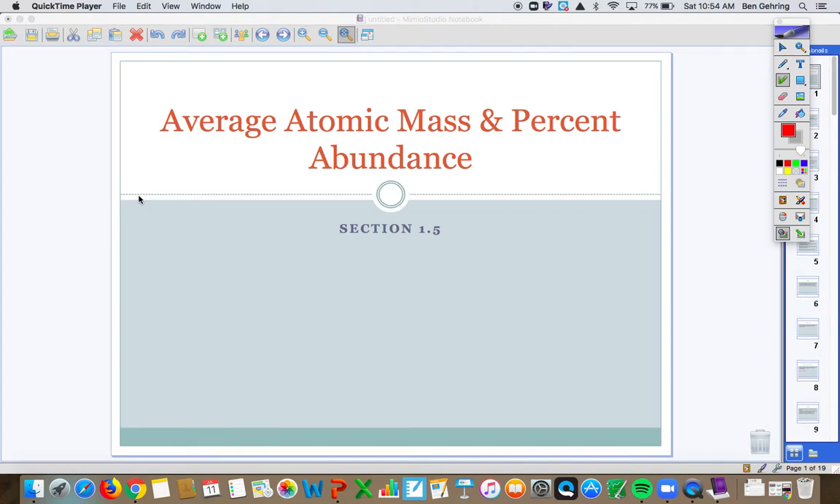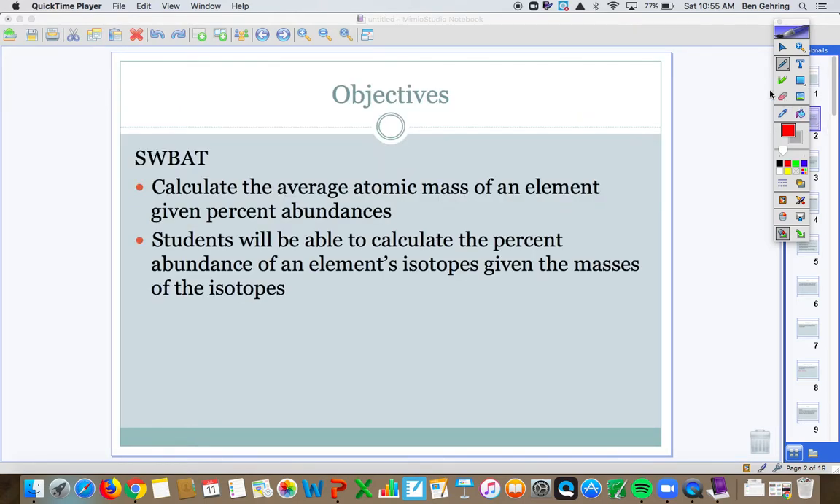In the last lesson, we talked about how the periodic table shows an average atomic mass for an element, and why that average is based on isotopes. Today we're going to talk about how that average was calculated. So we're going to calculate the average atomic mass of an element given percent abundances. We'll do the second one, calculating the percent abundances, in the next video.